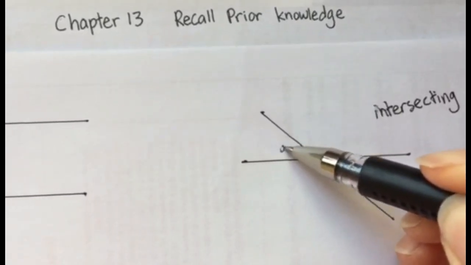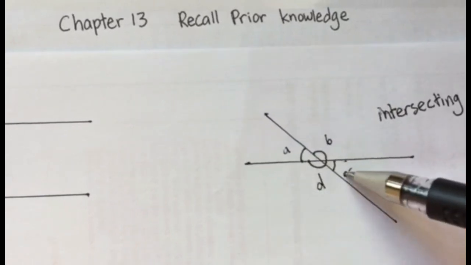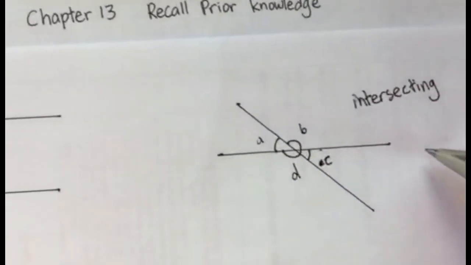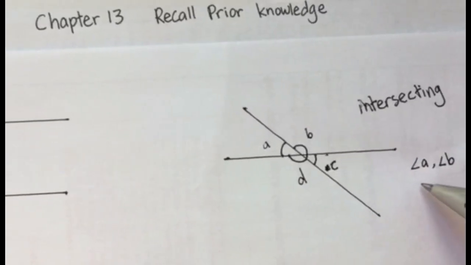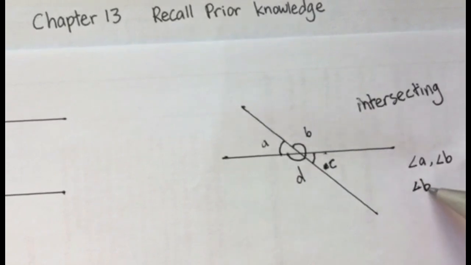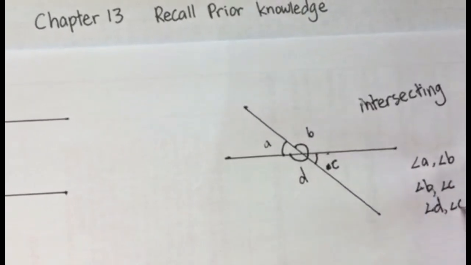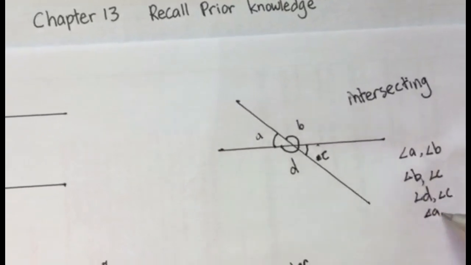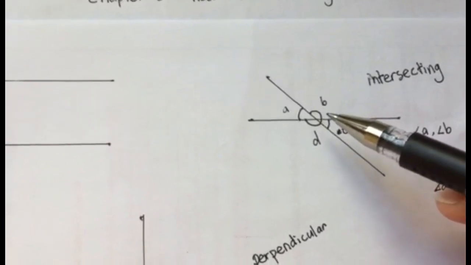So angle A, B, C, D. Angle A and angle B are angles on the line. Angle B and angle C. Angle D and angle C, angle A and angle D. Four pairs of angles on the line.